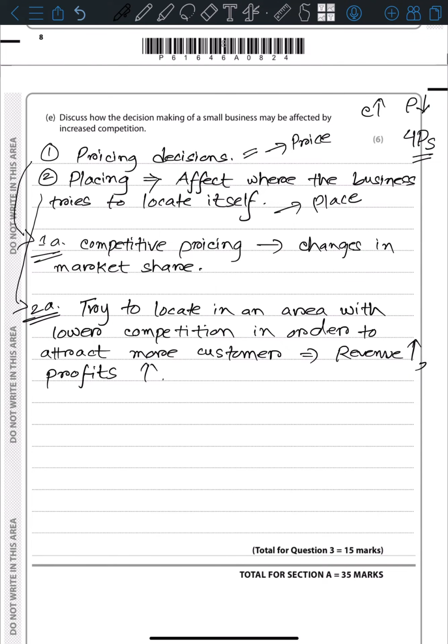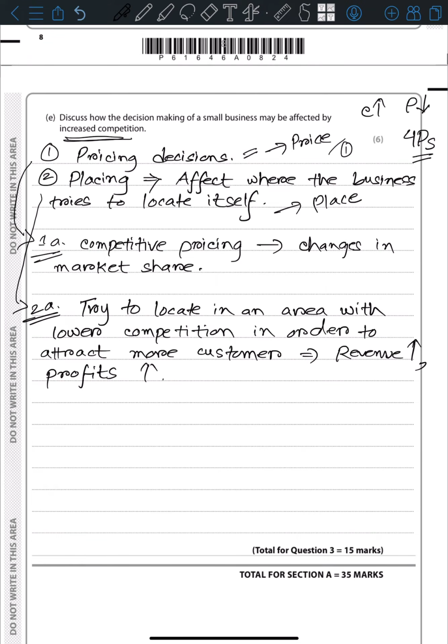So the way we structure this answer is basically we are going to focus on two ways that our two P's are going to be affected because of this increase in competition. The first one we focused on was price. So pricing decisions will change. How will the pricing decision change? Identifying that one of the P's that is going to be affected is price, that is, pricing decisions will change, will gain me 1 mark.